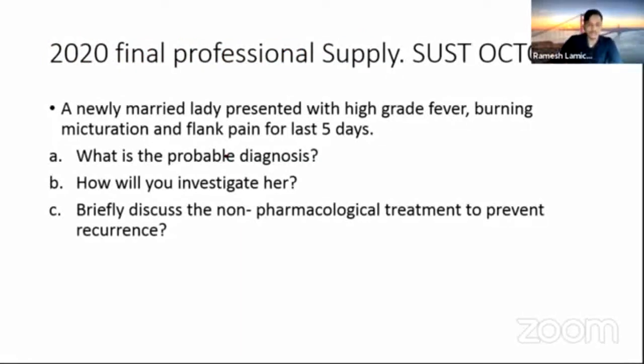See the question that was asked in the final prof. A newly married lady presented with high grade fever, burning micturition and flank pain for the last 5 days. What is the probable diagnosis? Many students just write UTI. But here there is flank pain and high grade fever, so you can write upper UTI, probably pyelonephritis. So it is a case of upper UTI. For investigation, we know urine analysis and culture, then to exclude abscess we can do USG. Non-pharmacological treatment we have discussed.